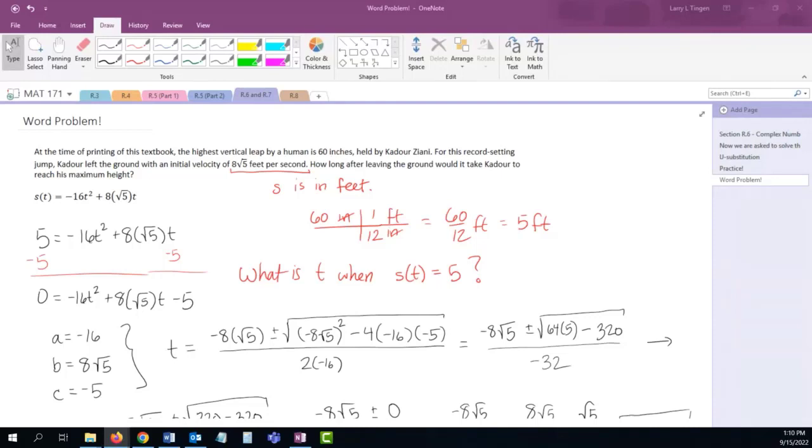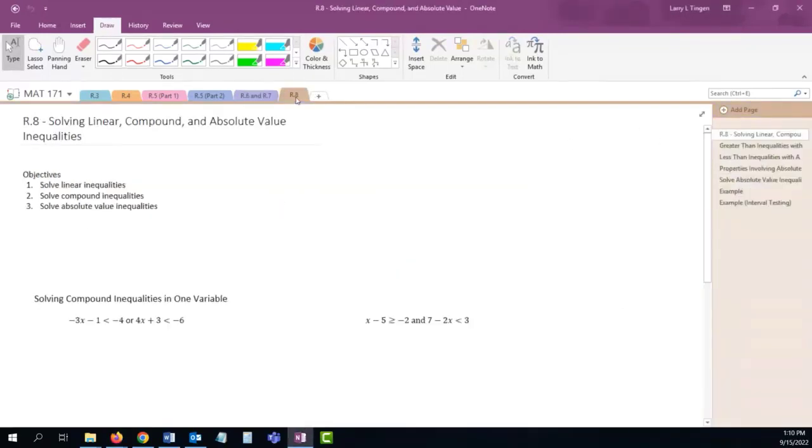rest of the corridor is going to look like. All right, so enough of me yabbering. Let's get on to R8 and let's solve some inequalities. All right, so where do we begin? Well, let's begin at the beginning. It's what it's for.